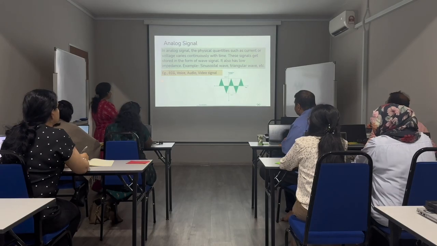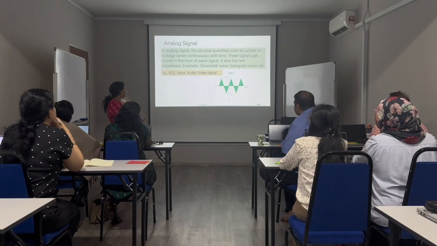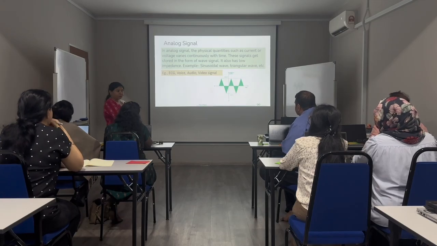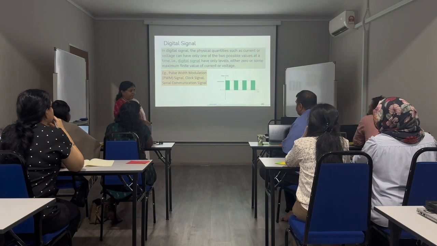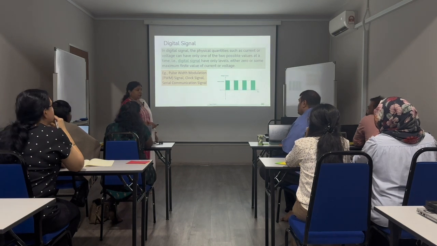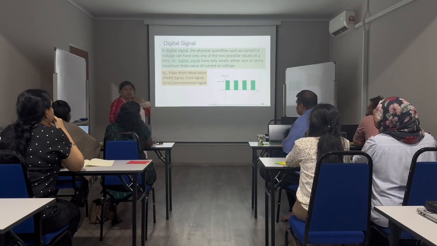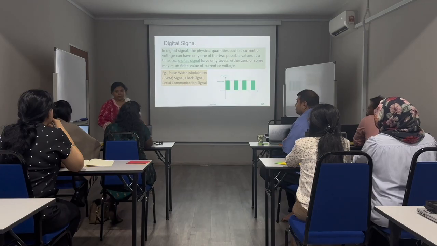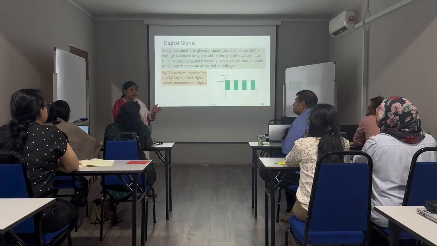Examples for analog signals are ECG, video, audio, or voice. Everything comes under analog signals. And the digital signals will have discrete values. You will only send the signal as 1 or 0. If something is present, we will send it as 1, and if something is not present, then we will send the value as 0. So ones and zeros, that will have discrete packets.